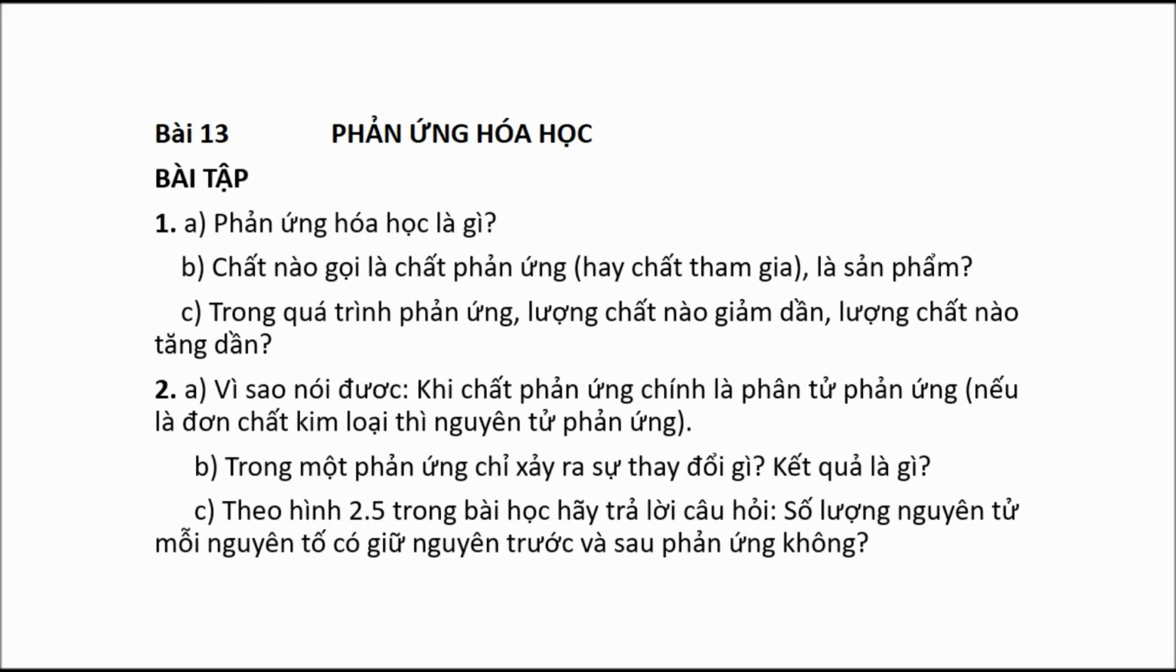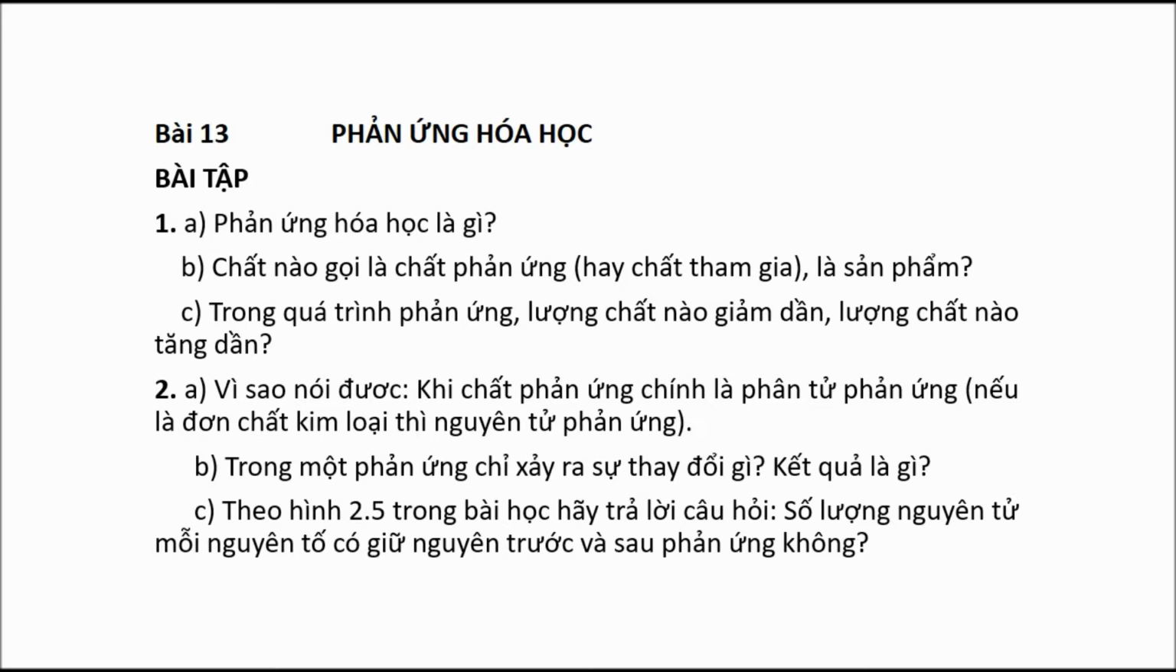Exercises. 1. A. What is a chemical reaction? B. What substances are called reactants, or participants? What substances are called products? C. During the chemical reaction, the amount of which substance decreases, and the amount of which substance increases? 2. A. What can we say? When substances react together, the molecules react together, or atoms react together for metallic elements. B. What change occurs in the chemical reaction? What is the result? C.